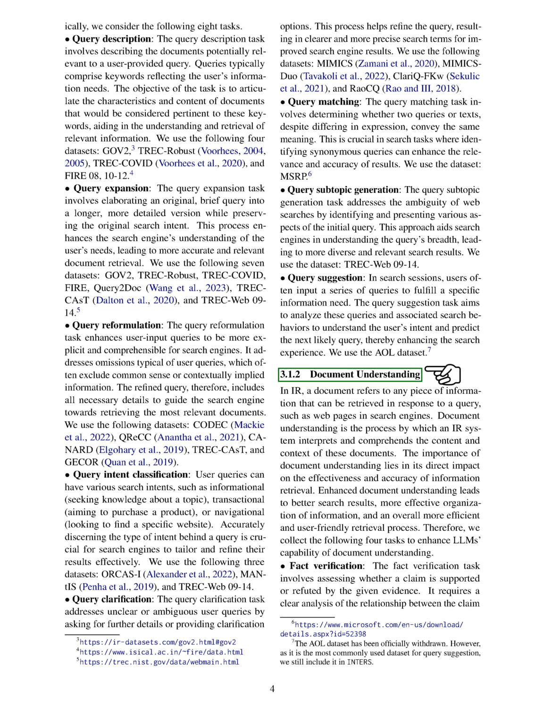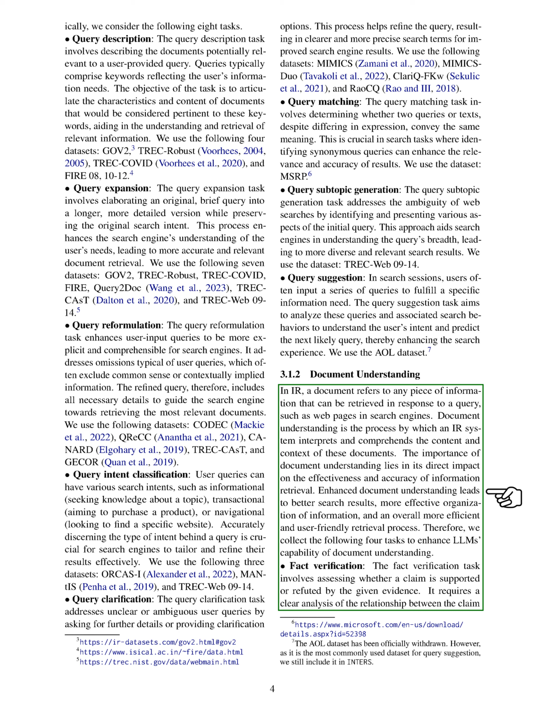Section 3.1.2 Document Understanding. In the field of information retrieval (IR), a document is any piece of information that can be fetched in response to a search query, like web pages in search engines. Understanding these documents is crucial for an IR system to interpret and comprehend their content and context. This understanding directly influences the effectiveness and accuracy of information retrieval. Better understanding of documents leads to improved search results, more efficient organization of information, and a more user-friendly retrieval process.